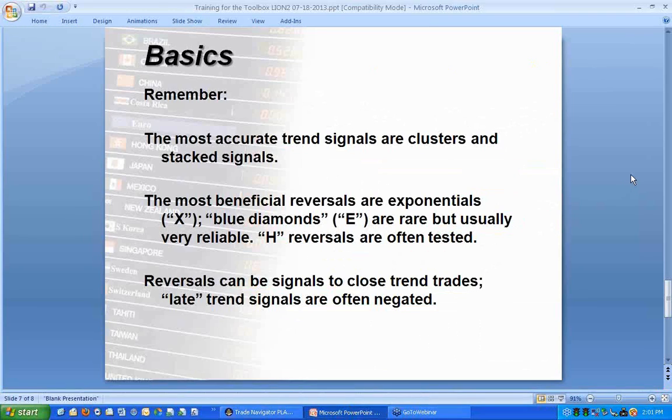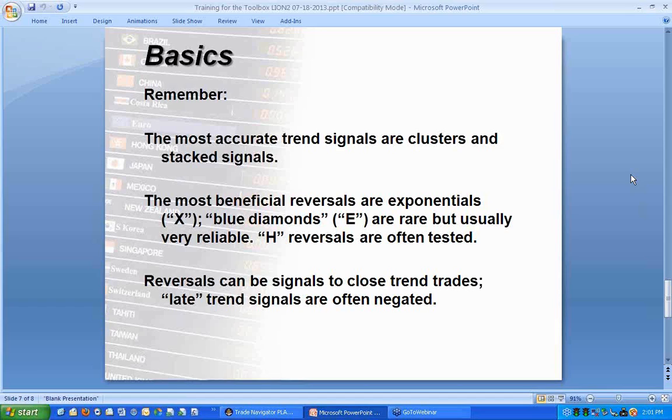The most beneficial reversals are the exponential reversals, the X reversals. The X reversals have a very high probability, above 60%, and they are the most common ones. You'll see X's more often than H's. H's tend to cluster, and they're almost always tested. H reversals happen, and you get another 2 or 3 right behind it in a few bars, and then finally the bottom comes in. And when the bottom's finally in, a lot of times it's an X and an H together, or just an X. So a lot of clients just ignore the H reversals and go with the X's.